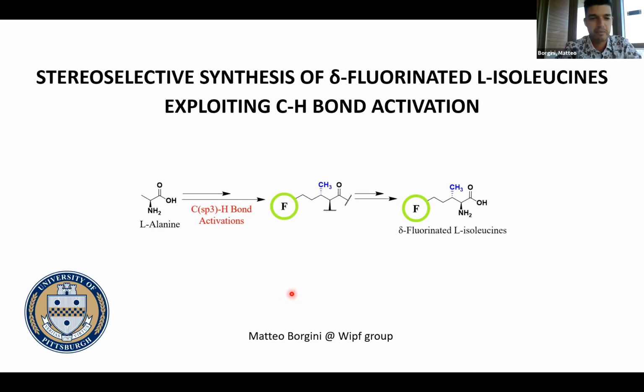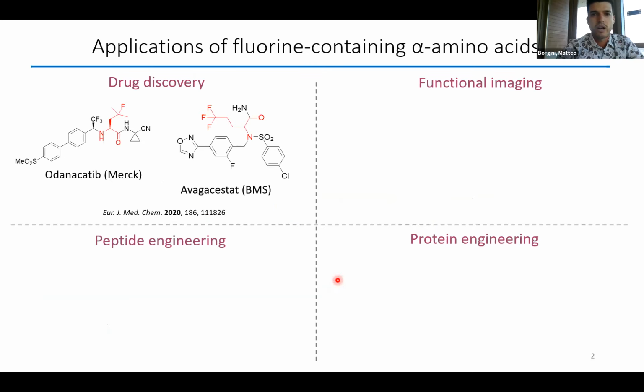Thank you a lot for having me here and for the kind introduction. I'm going to present our latest achievement in the C-H bond activation field in our research group. Fluorinated alpha amino acids are very important building blocks, and they find application in a lot of fields. One of them is drug discovery. Here I report just two examples of drugs developed by Merck and Bristol Myers Squibb, respectively.